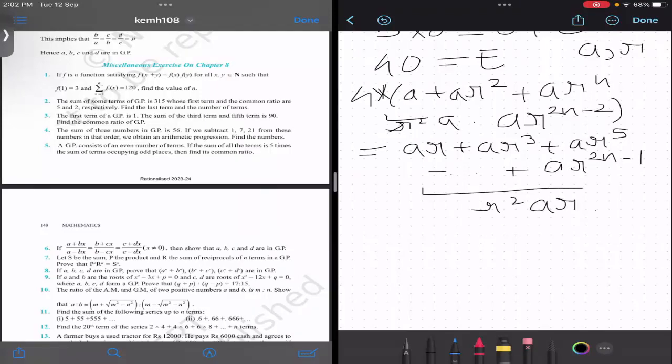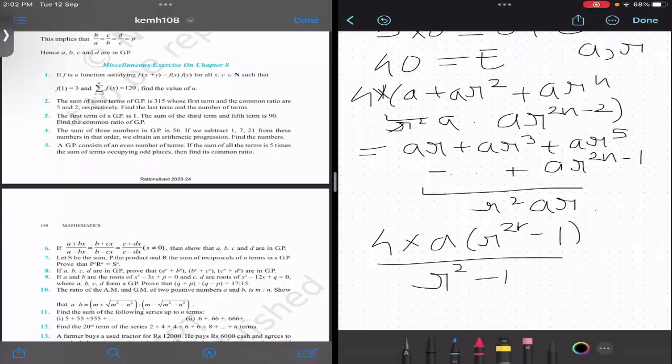Now I'm going to use the formula of summation in GP and I'm going to write down what the equation is now going to be, right? So in the LHS you would have 4 into the first term is A. Common ratio would be R square. So it would be something along these lines, minus 1 upon in the denominator you would also have R square minus 1, right?